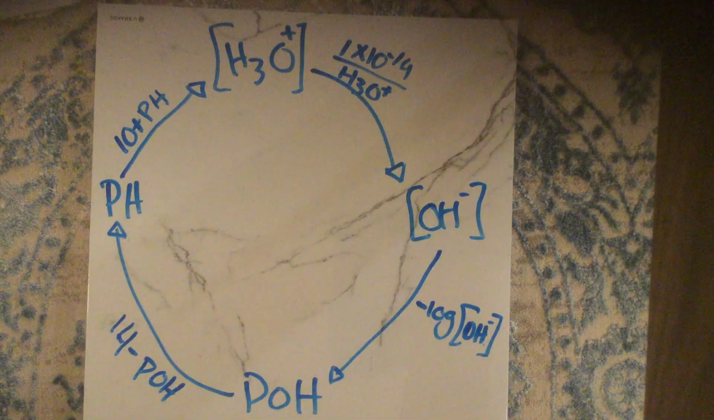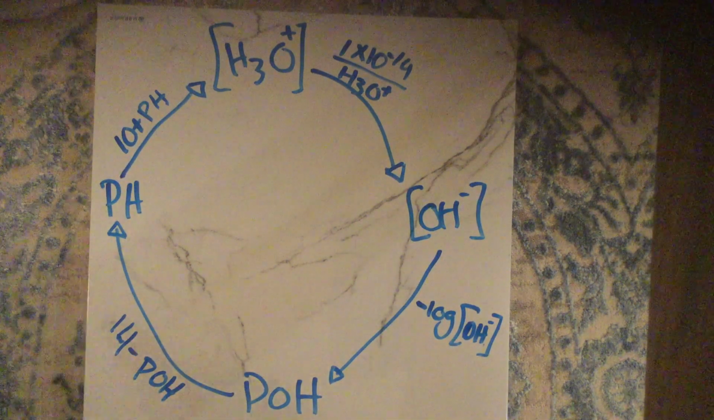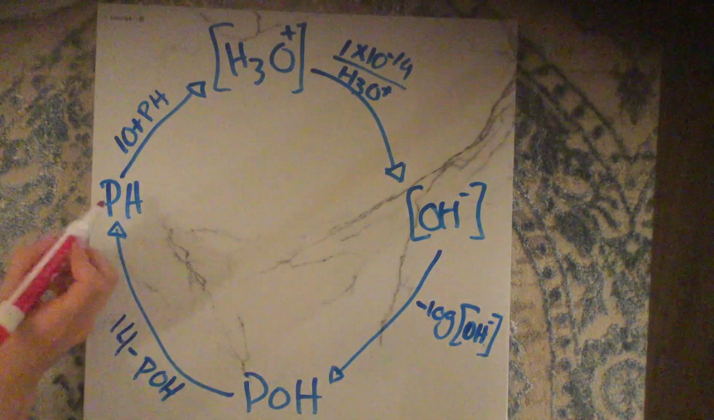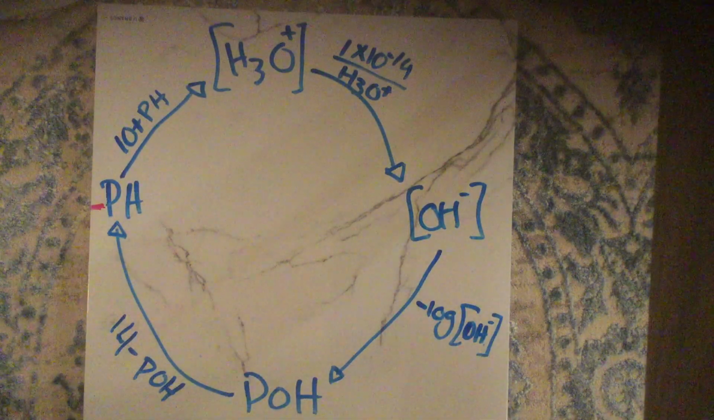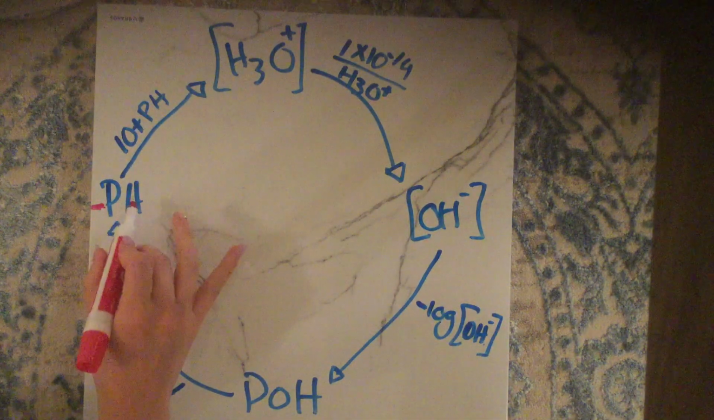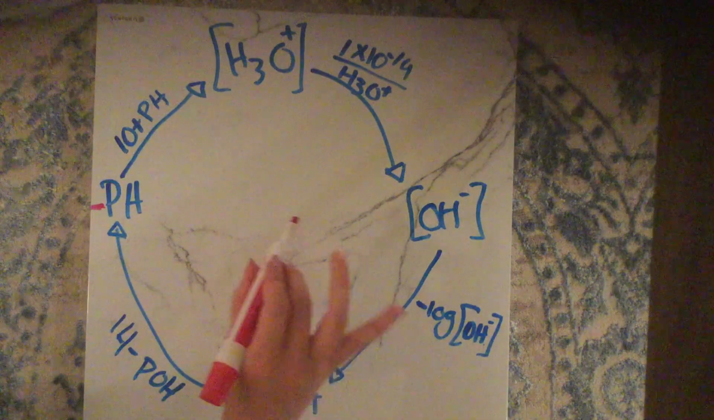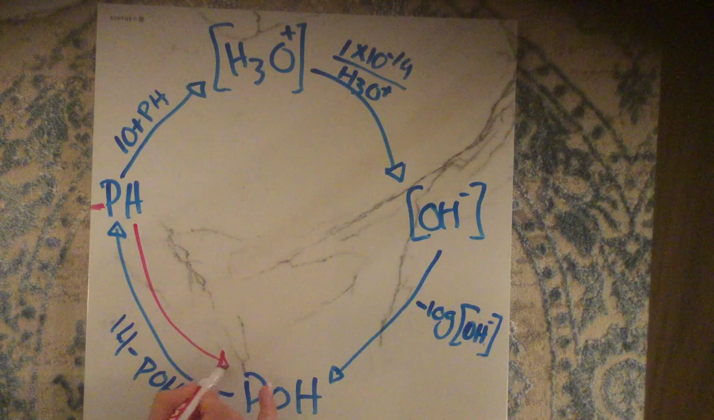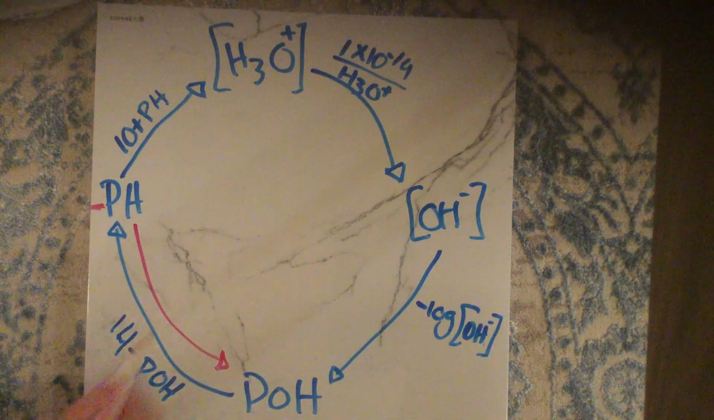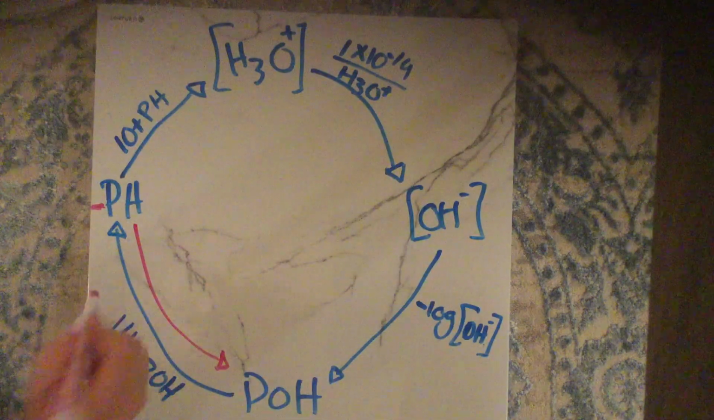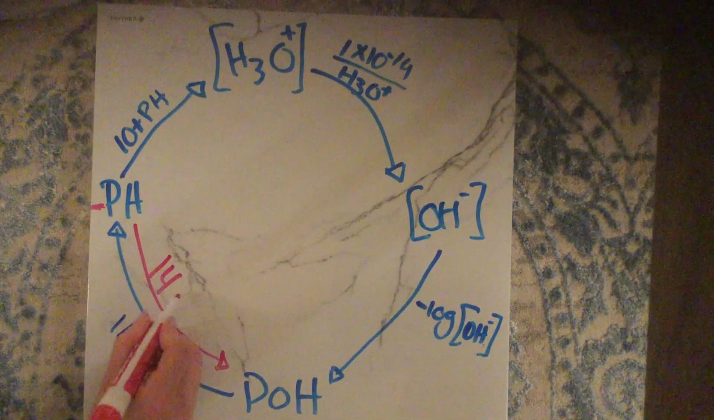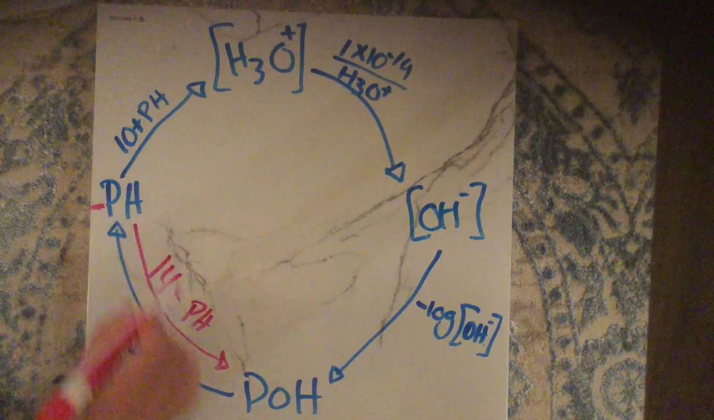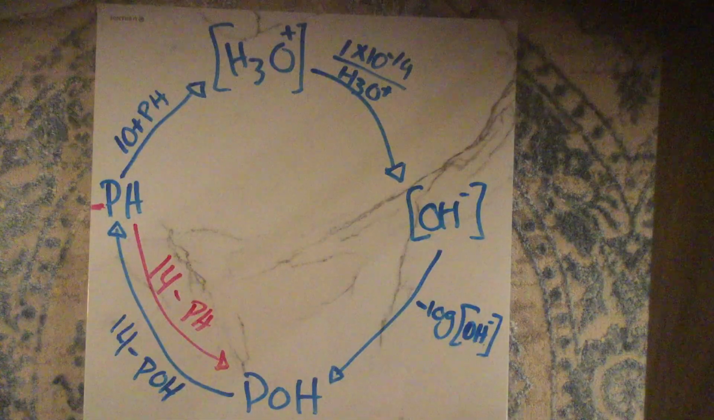Okay, so that is the first part, and now we have to switch directions. So I'm going to also start again with my pH, and now we have to go in the reverse direction. Okay, so we're going from our pH to our pOH, and it's going to be exactly the same except the sign will be different. So it'll be 14 minus pH, because the symbol follows the sign.